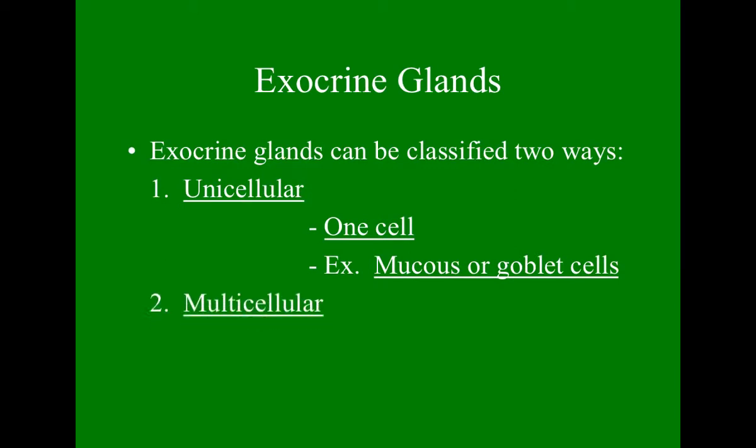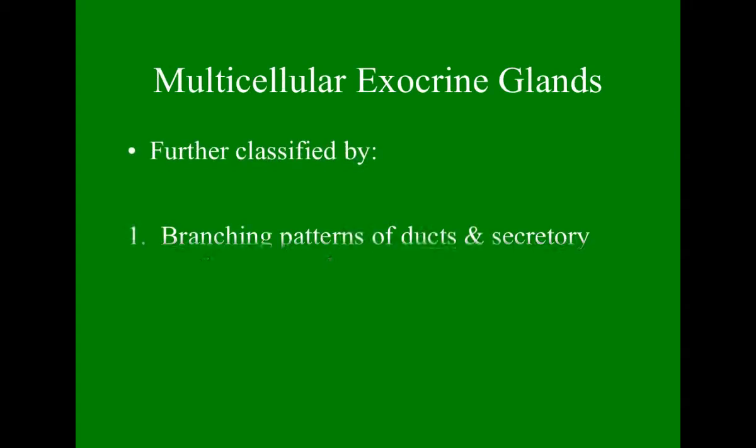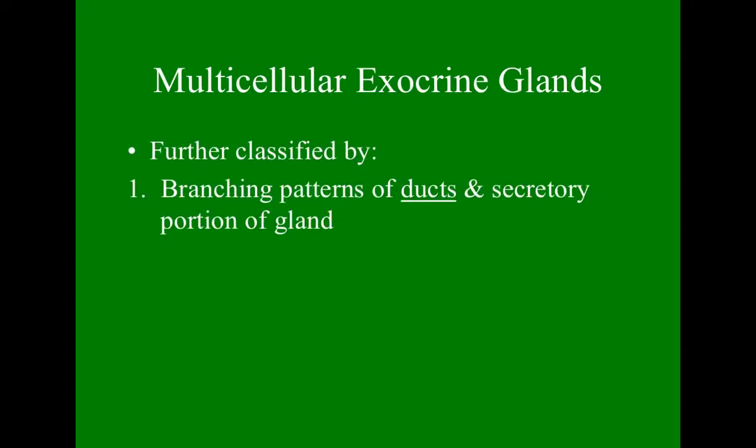The second type are the multicellulars. And the multicellulars are just that, they're many cells. We can classify them further using three different mechanisms, one of which we're going to look at. So the first way is by looking at the branching patterns of the ducts, because remember these actually have ducts within them, as well as the secretory portion of the gland, which looks different from multicellular gland to multicellular gland.